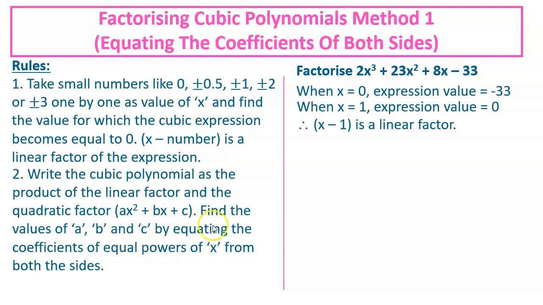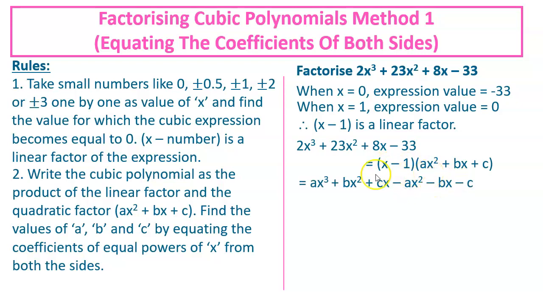Okay. And find the values of a, b and c by equating the coefficients of equal powers of x from both the sides. So let's see how this has to be done. The given cubic polynomial is 2x to the power of 3 plus 23x squared plus 8x minus 33. This should be equal to (x minus 1) times (ax squared plus bx plus c). Now we have to get the values of a, b and c. For that, first of all, we expand this right hand side.